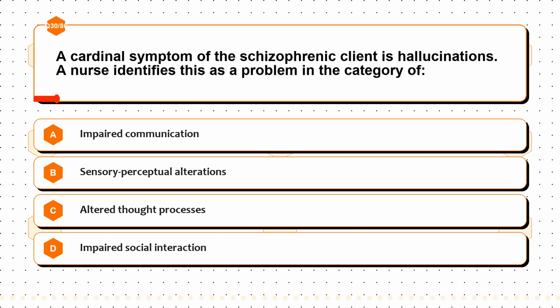Question 30. A cardinal symptom of the schizophrenic client is hallucinations. A nurse identifies this as a problem in the category of, here are the options. Option A. Impaired communication. Option B. Sensory perceptual alterations. Option C. Altered thought processes. Option D. Impaired social interaction.